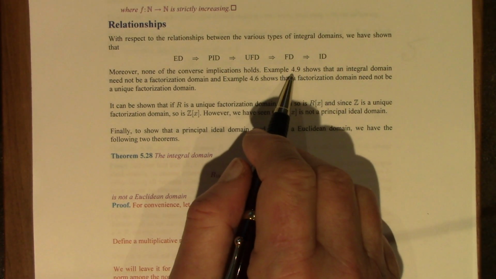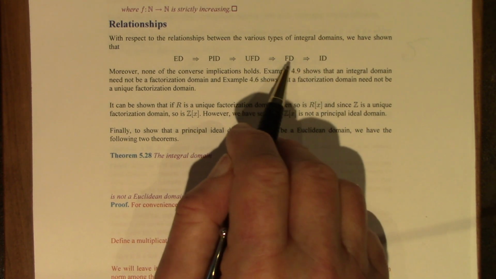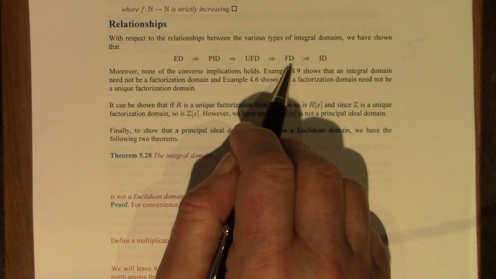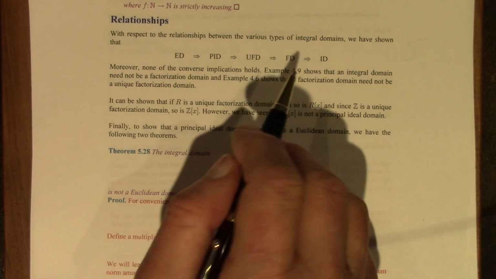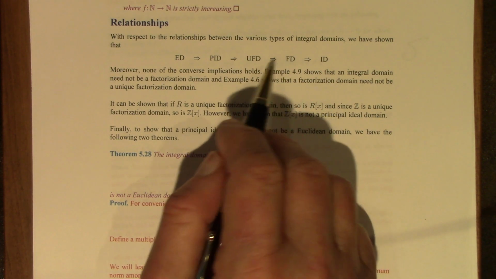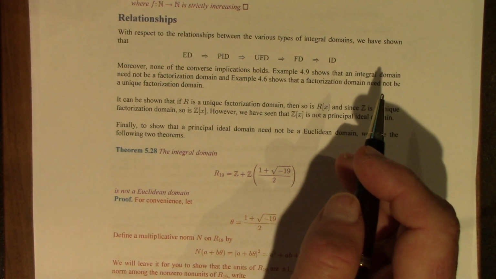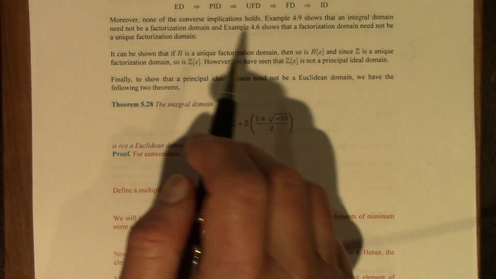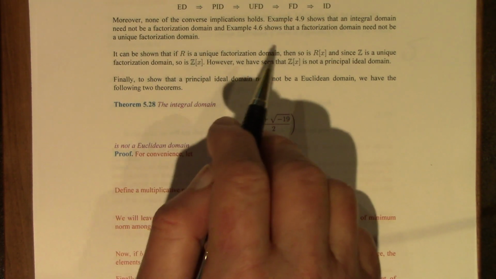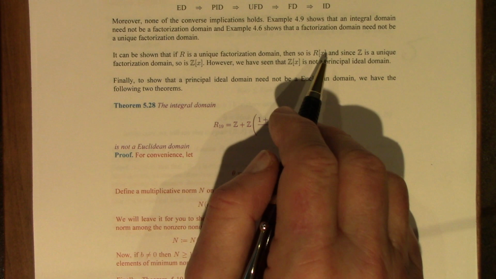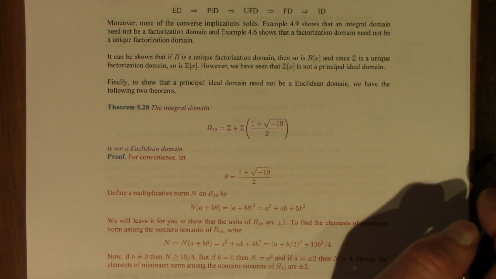In example 4.9, we saw that an integral domain need not be a factorization domain. In example 4.6, we showed that a factorization domain need not be a unique factorization domain. And it can be shown that if R is a unique factorization domain, then so is R[x]. I'll leave that for you to ponder.